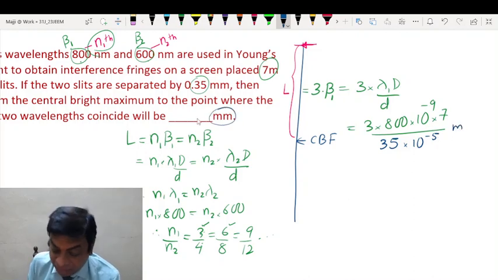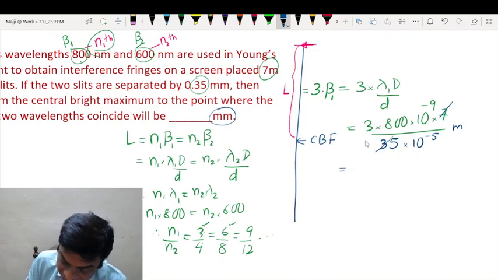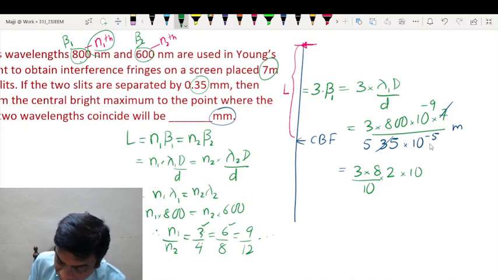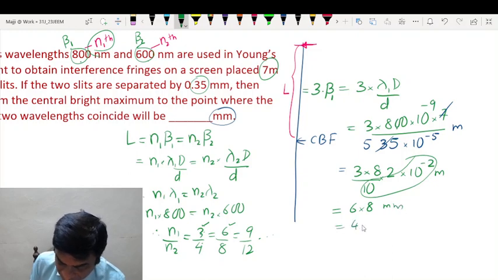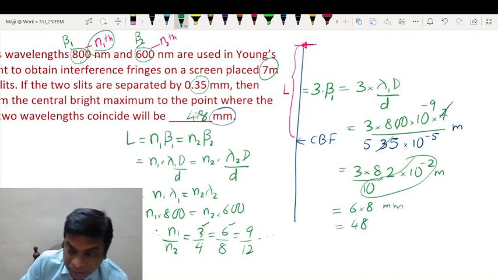Later we can calculate this in millimeter. So 7 fives are 35, then we have 3 into 8. 5 can be written as 10 into 2 into minus 5 goes up becomes plus 5. So 5 plus 2 is 7. 7 minus 9 is this. So this entire thing will be in millimeter. So 6 8s are 48 mm. So 48 is the answer.